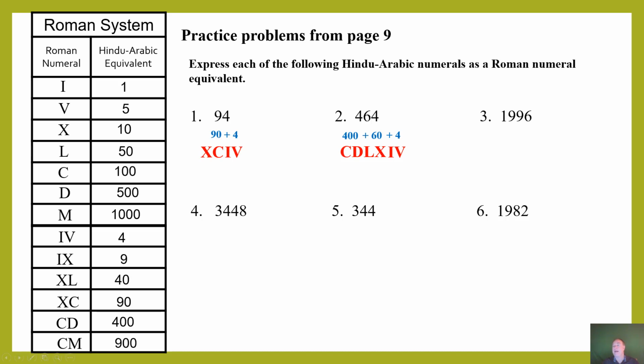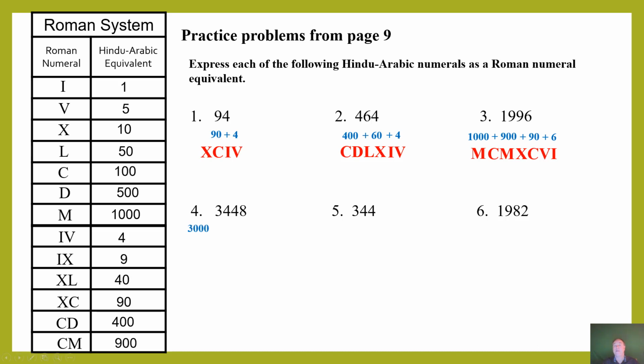So 1,996. That's going to be 1,000 plus 900 plus 90 plus 6. How do we represent 1,000? That's M. How do you represent 900? That's CM. 90 would be XC. 6 would be VI. So by breaking it up according to its place values will help you write it in Roman numerals.